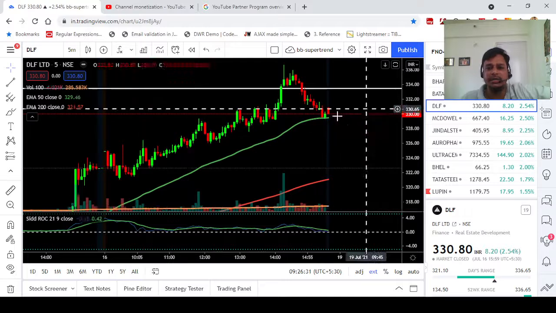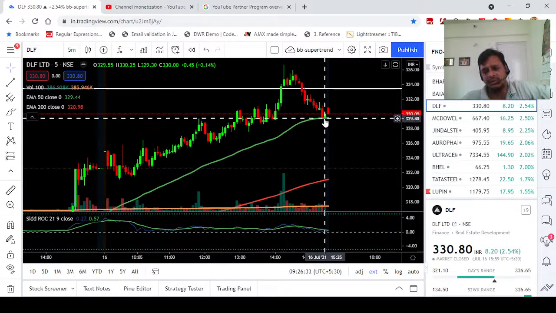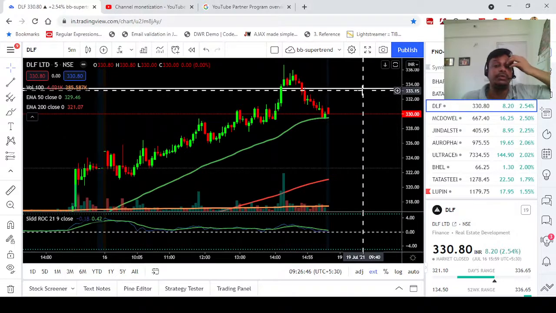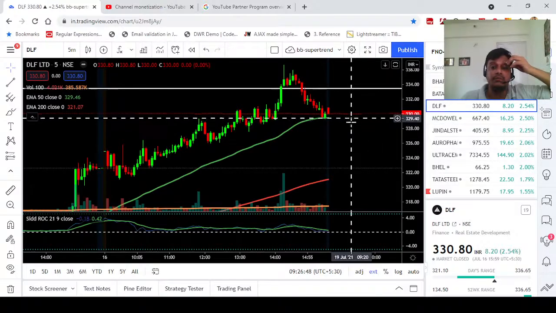Again you will see here, this stock, DLF, is again taking support. So if you are going for a long, then 2 to 3% is your target, and stop loss is 1%.